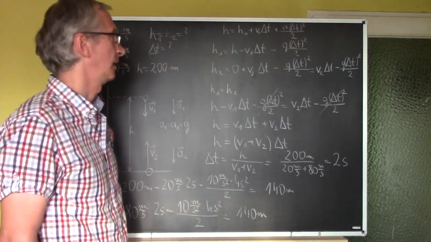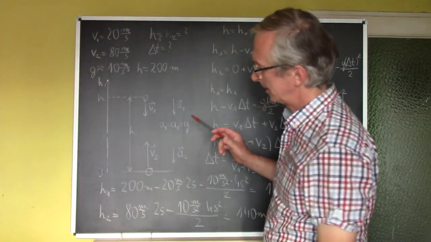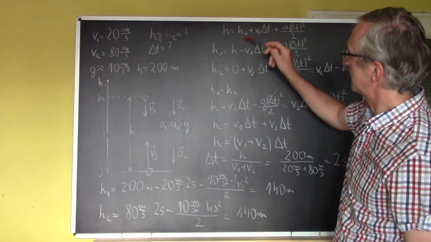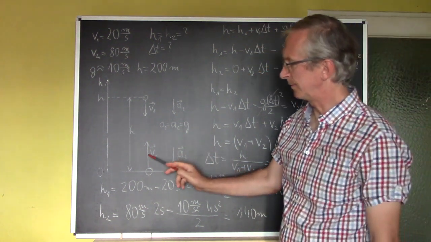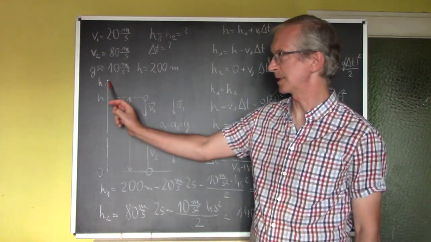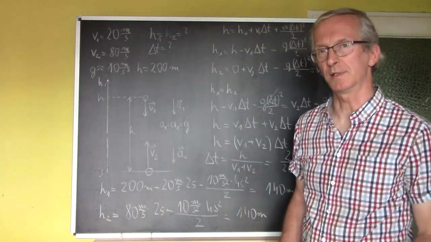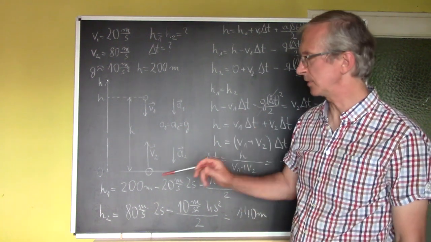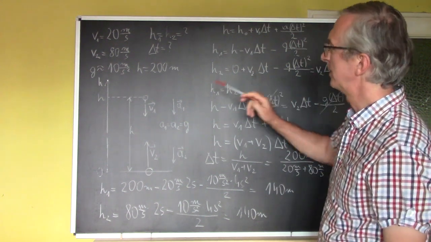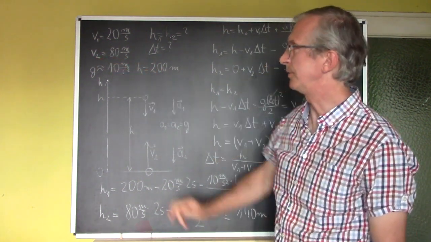Then we write the equation of motion for the second body. The initial coordinate of position for the second body is equal to 0. So here we have 0. The initial velocity vector v2 is directed the same as the axis h, so its coordinate is positive and is equal to plus the magnitude of this vector. So here we have plus v2, where v2 is the magnitude of the initial velocity vector.